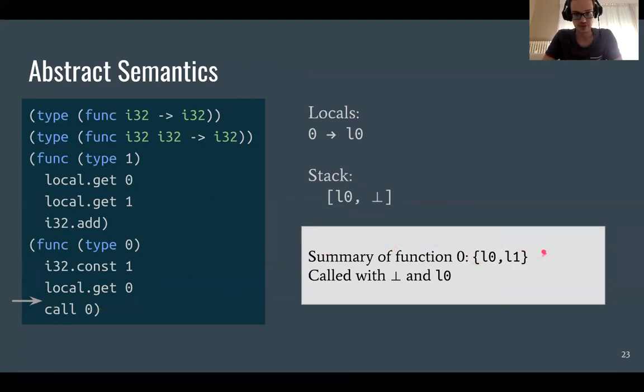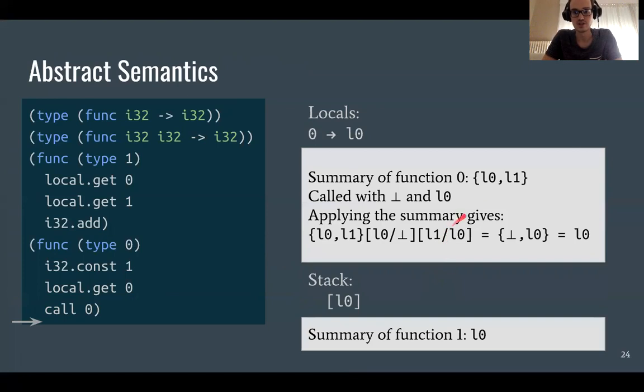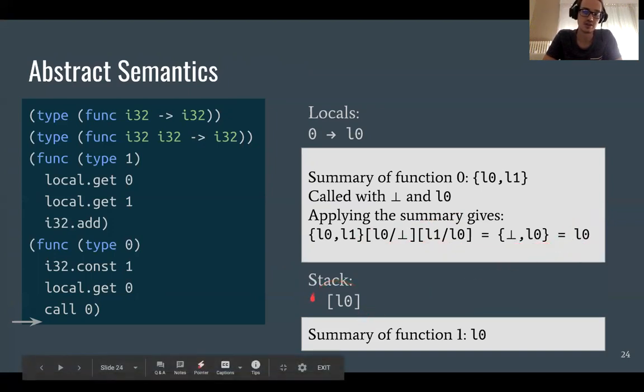So the summary of function 0 was this one, and we call the function with bottom and L0. So what can we do? Well, we actually apply the summary by replacing its arguments by the values that we have, the abstract values. So we replace L0 by bottom and L1 by L0, which gives us L0. The final abstract value for this analysis is L0. So the summary of function 1 is L0. That basically means that if you call function 1, the return value you get may contain information from its first argument.